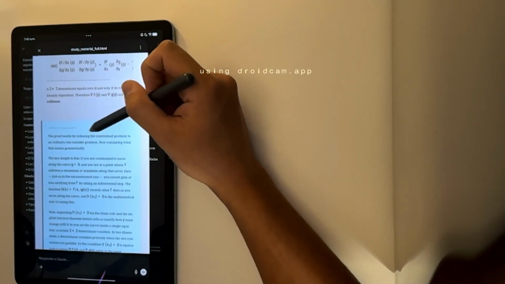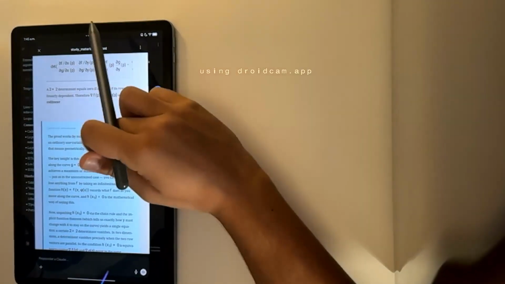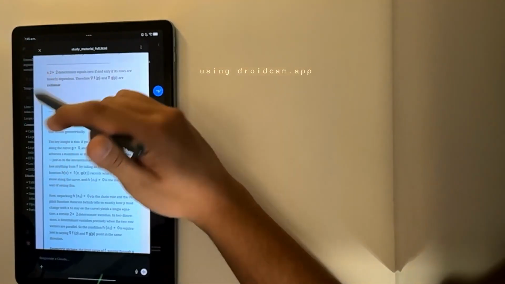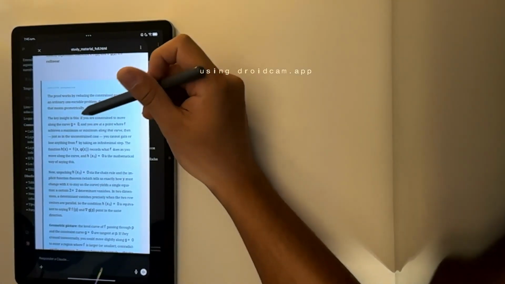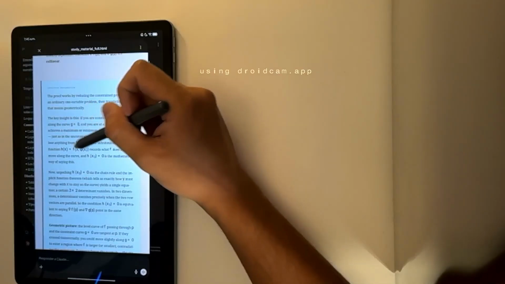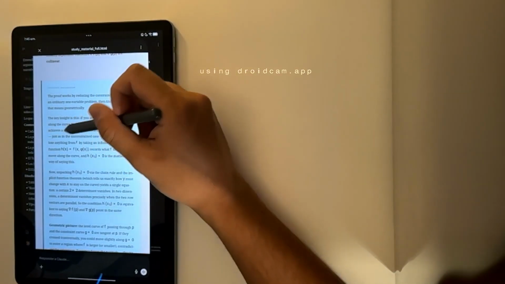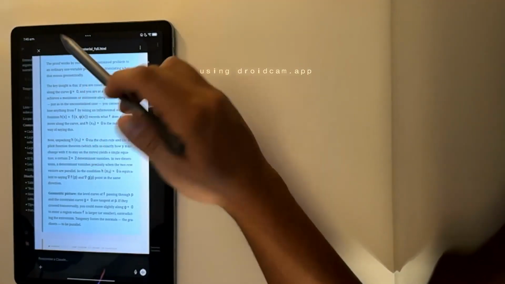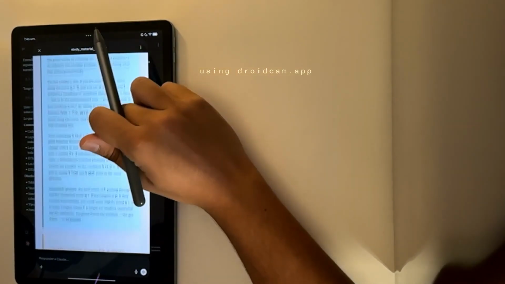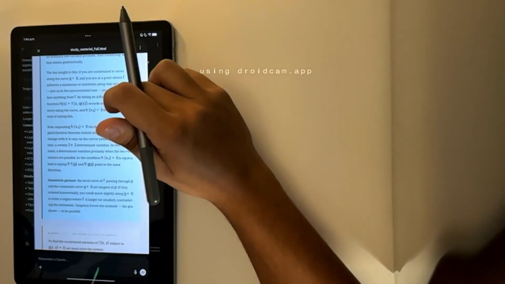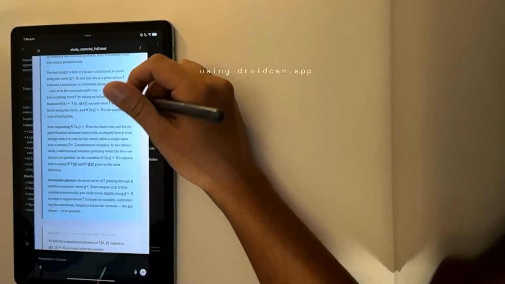This works by reducing the constraint problem to an ordinary one variable problem, then translating the result geometrically. The key insight is this: if you are constrained to move along the curve g equals 0, and you are at a point where f achieves a maximum or minimum along that curve, then, just as in the unconstrained case, you cannot gain or lose anything from f by taking an infinitesimal step.